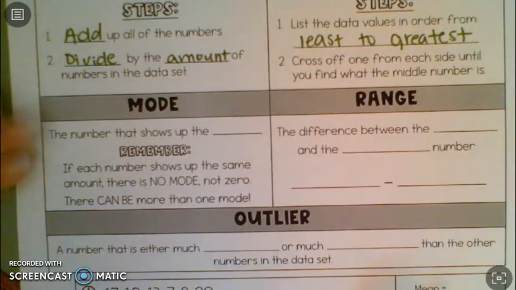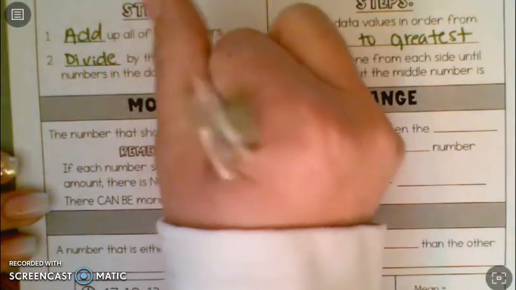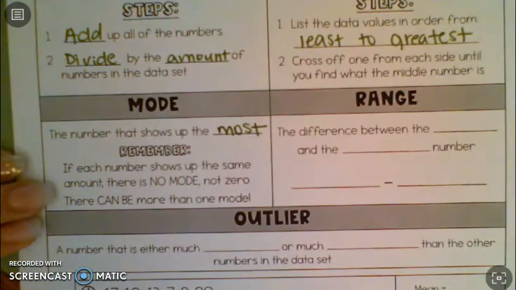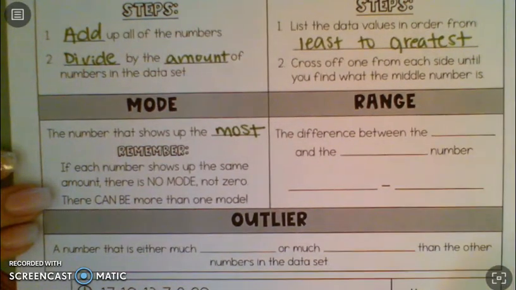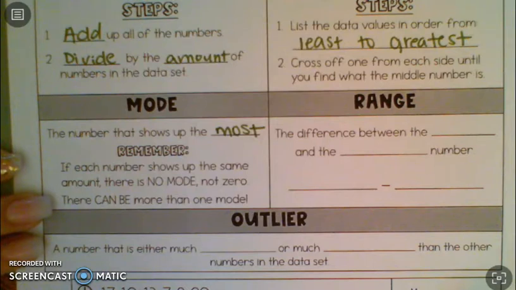The mode is the number that shows up the most. And if all the numbers show up the same amount of times, there's no mode. And your mode can be more than one number.